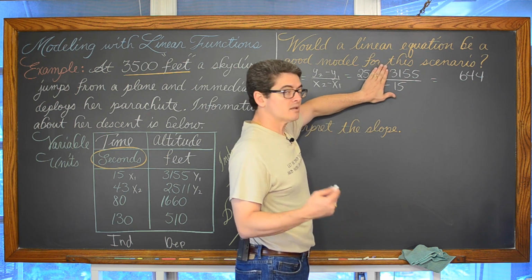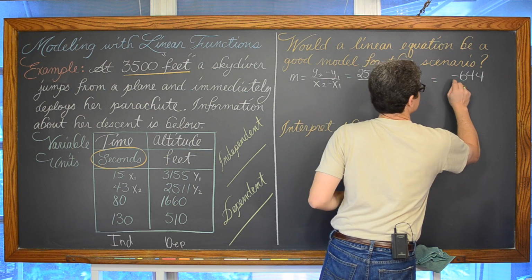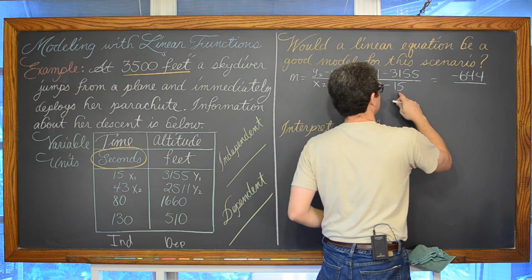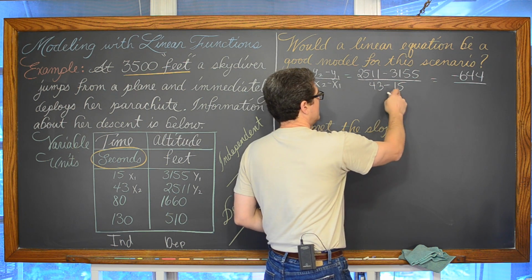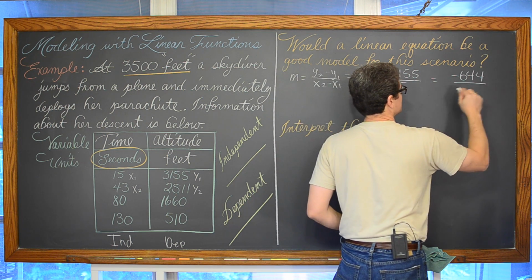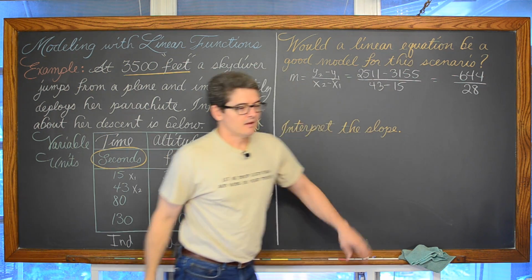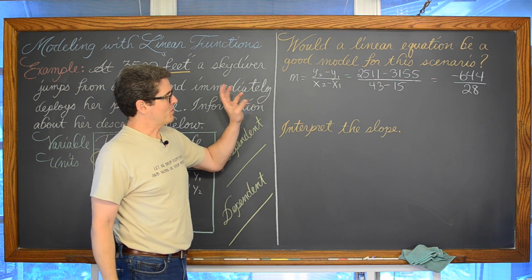If I ignore the negative, that's the bigger number, but it is negative, so that's going to be negative 644 over 43 minus 15. Well, 43 minus 10 is 33, and 33 minus 5 is going to be 28. Now, that division, though, I can't do in my head. So what I'm going to do is step off.